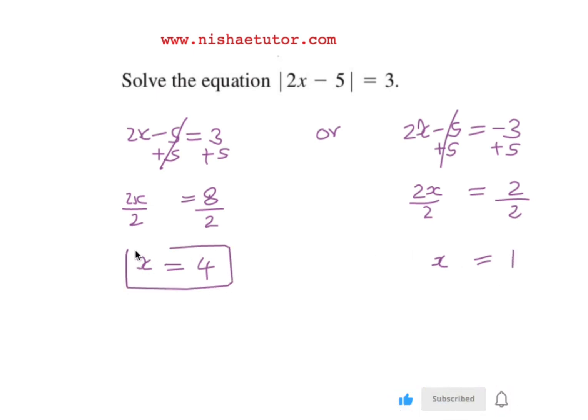So we have two solutions. The solutions are x is equal to 4 and x is equal to 1. These are very simple questions. Just remember, one time the right hand side is positive and the second time it is negative. This is the way to solve absolute value equations.